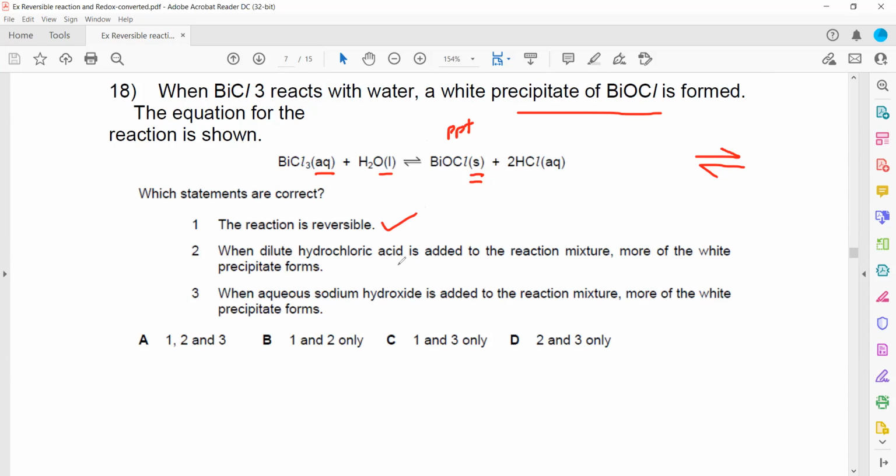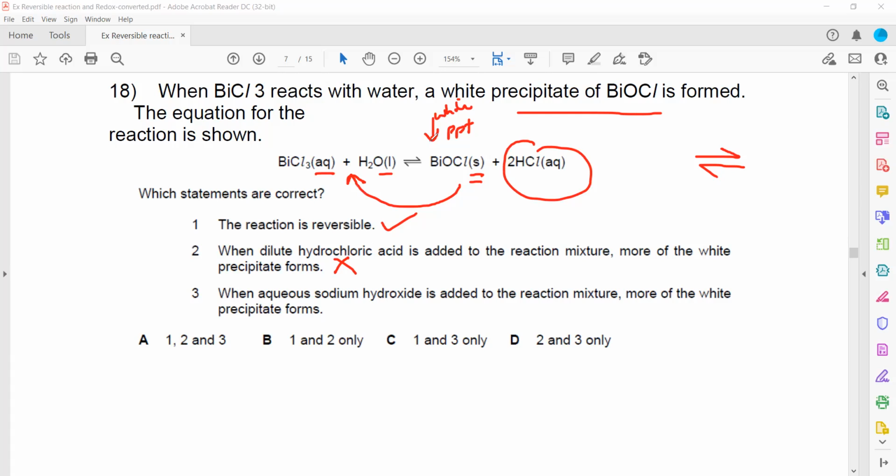When hydrochloric acid is added, more white precipitate forms. This BiOCl is a white PPT, a white solid. But if we add more HCl, what happens? Equilibrium will shift towards the left hand side. So the amount of the white precipitate will decrease. It will not increase. That's why 2 is not the right statement.